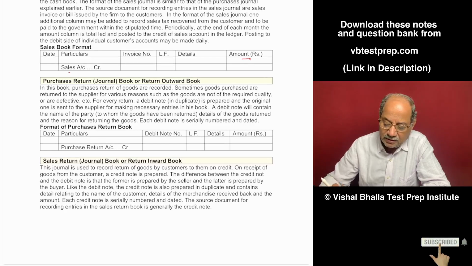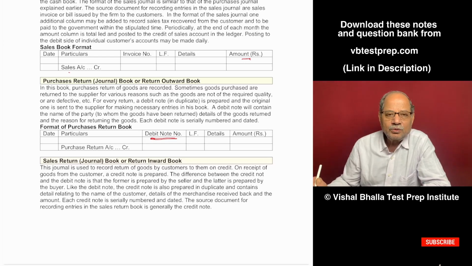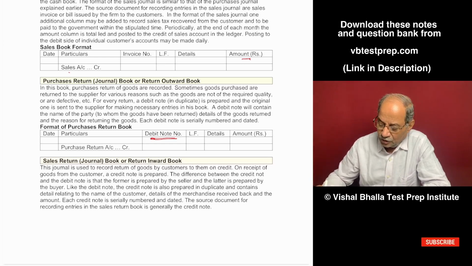Once we have purchased the goods, because it is not up to the quality or because of any reason, we are returning it back. The same system, same book is there, except only that instead of invoice number, we will write debit note number. Debit note number means if we are returning the purchase, we are going to debit that person to whom we have returned it. Because when we purchased it, we credited him, and when we return, we will debit him. So instead of invoice number, we write debit note number.